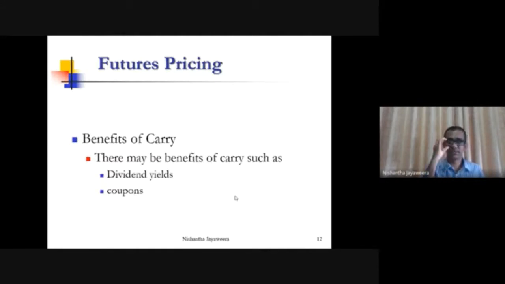But as I mentioned earlier, not only costs, there can be benefits as well. If you buy it, you may get some benefits. If it is a bond, you get coupons. If it is a share, there may be dividends. Some of these benefits may be in cash form, but some of them may be like reputation, intangible benefits. Even those things will be priced into futures.